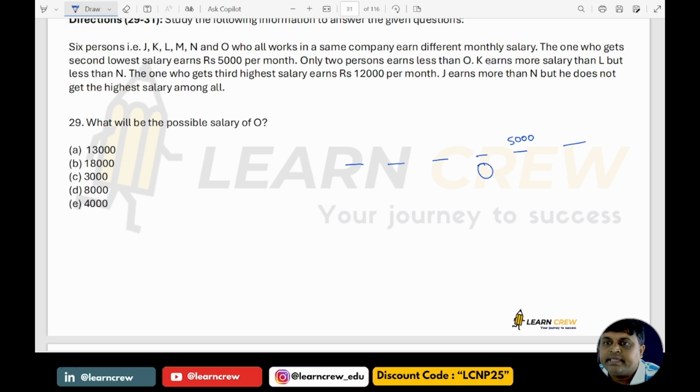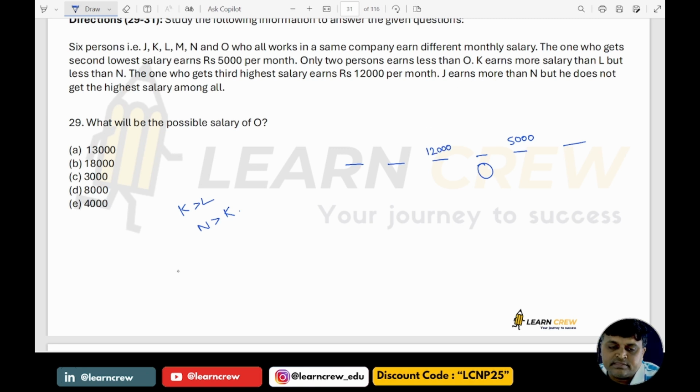Next. K earns more salary than L, but less than N. So you can say N is greater than L. K is less than N means N is greater than K. Next, the one who gets the third highest salary earns 12,000. So this is 12,000.